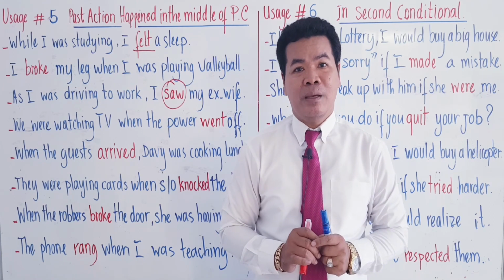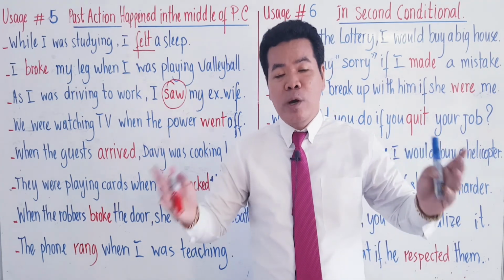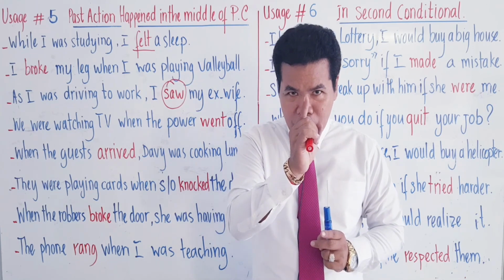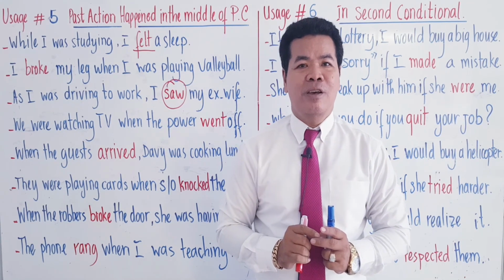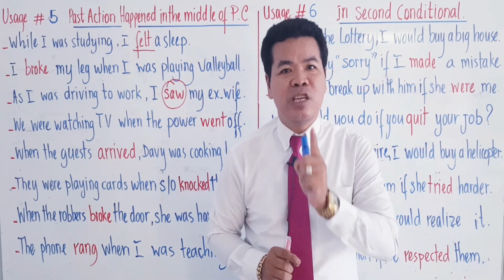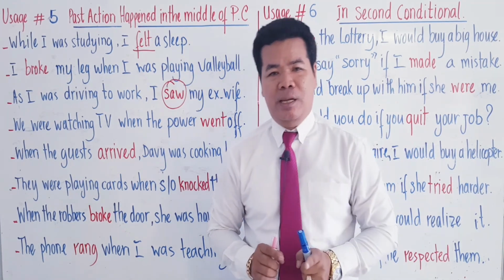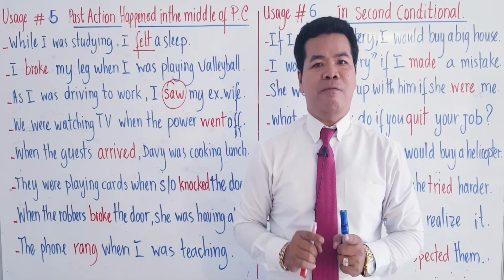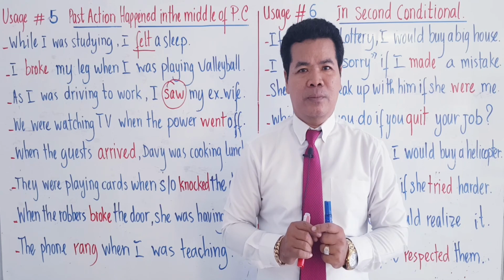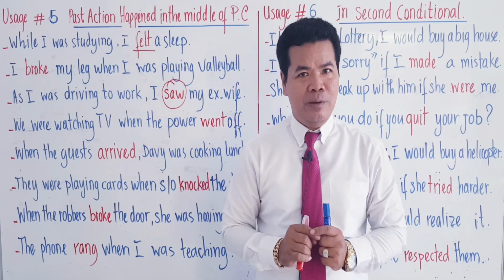Alright? When I was watching TV, one minute, the power went off. So the power went off is one of the interrupt actions, or happens in the middle of the past continuous. Are you clear now? Let's go to the next one.